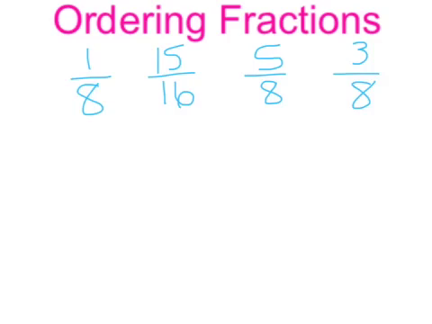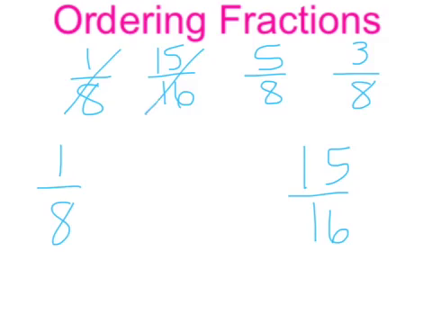1/8 is a much smaller piece than 5/8 or 3/8 simply because 1 is smaller than both 5 and 3. 15/16 has a different denominator, but you can tell that this is actually the biggest fraction, not because of its denominator, but because 15/16 of this whole is taken up. That's almost the entire whole. So in this case, we have 1/8 as our smallest fraction and 15/16 as our biggest fraction, and now we're done with both of those.